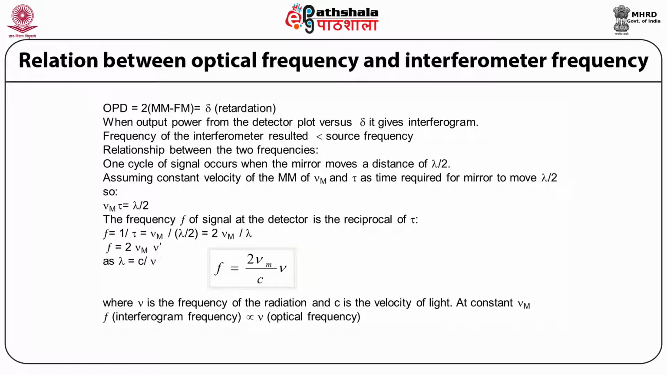The frequency f of the signal at the detector is the reciprocal of tau, where frequency f equals 1 by tau equals Vm by lambda by 2, which equals 2 Vm by lambda. This is further derived as f equals 2 Vm nu, where lambda equals c by nu. So finally f equals 2 Vm by c times nu, where nu is the frequency of radiation and c is the velocity of light. At constant Vm, the interferogram frequency f depends on the optical frequency nu.